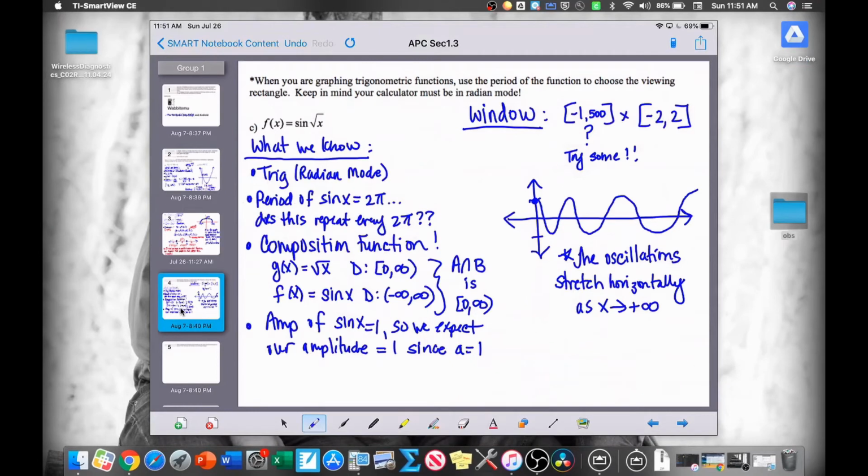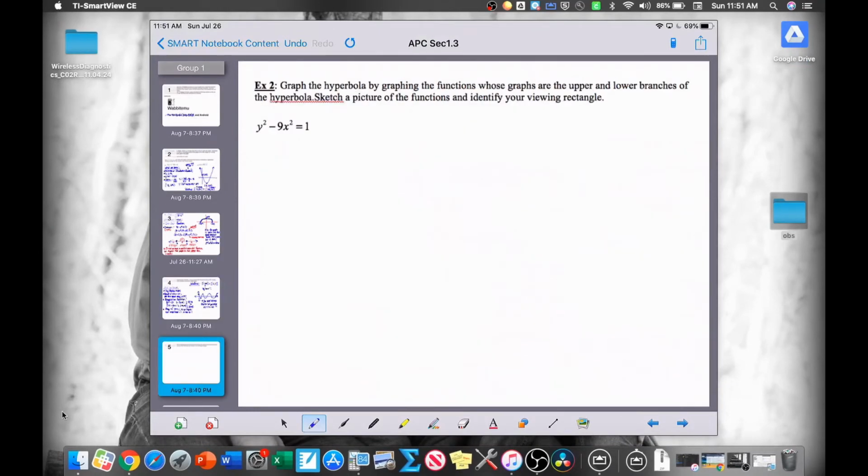All right, moving on to the next example. It says to graph the hyperbola by graphing the functions whose graphs are the upper and lower branches of the hyperbola. Sketch a picture of the functions and identify your viewing rectangle.